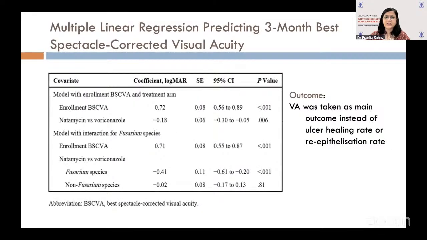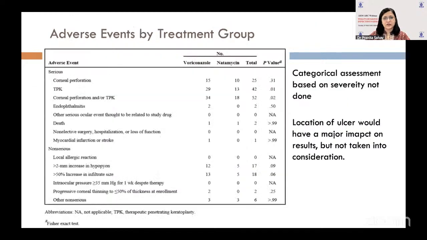Now, in the multiple logistic regression analysis done in this study, they used visual acuity as one of their main outcome measures, and they said that there was a significant difference in which natamycin performed better compared to voriconazole. However, when we are looking at infective keratitis, our primary outcome measures are usually the healing rate, the complication rate, and the requirement for TPK. Vision is always our secondary outcome measure.